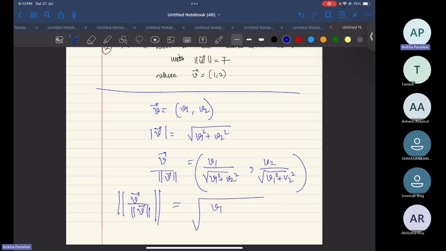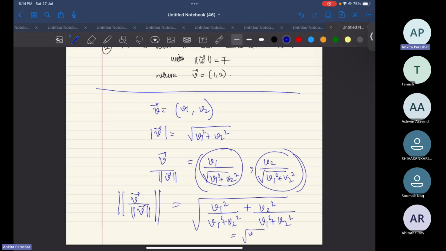If you see, it is nothing but v1 square by v1 square plus v2 square, plus v2 square by v1 square plus v2 square, yeah? Squaring up this vector, squaring up this vector, and then add up. This is nothing but v1 square plus v2 square by the same term. And what is this? 1. So if any vector we have, if I divide by its norm, it becomes 1. I mean, it becomes a unit vector.